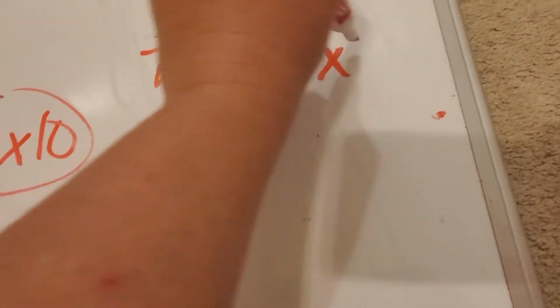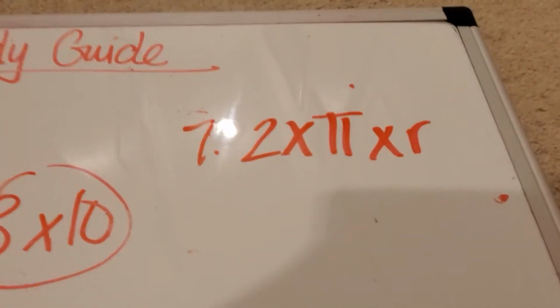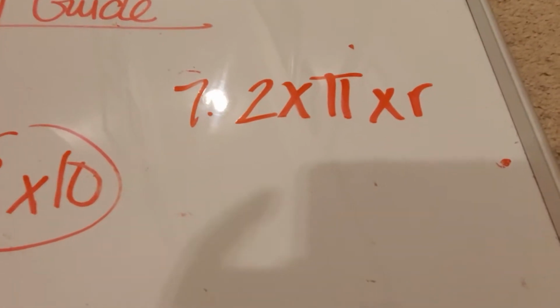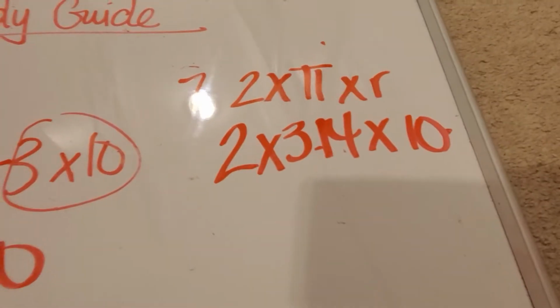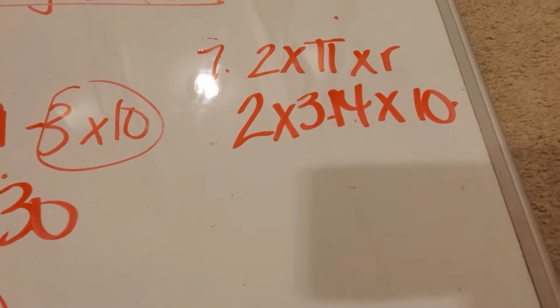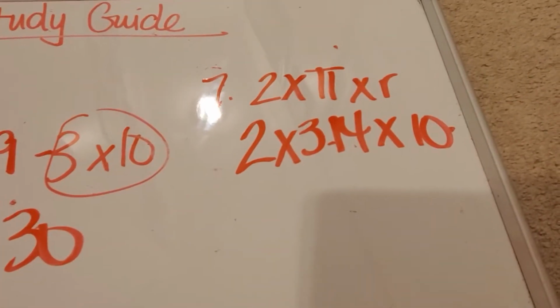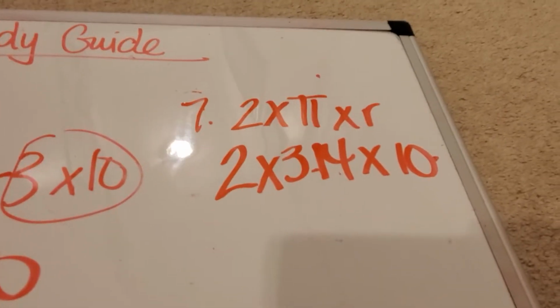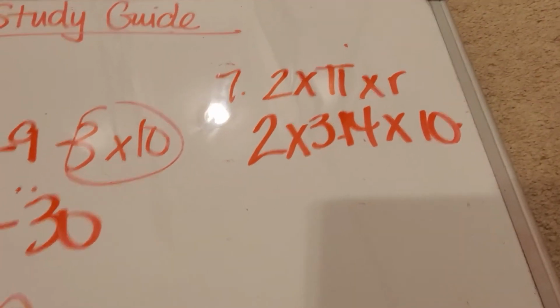The formula for circumference using radius is 2 times pi times r, okay? It says the radius is 10. So I'm going to say 2 times 3.14 times 10. Okay? The easiest way to do that is go ahead and multiply 2 times 3.14, and then to multiply something by 10, you just move your decimal one time.